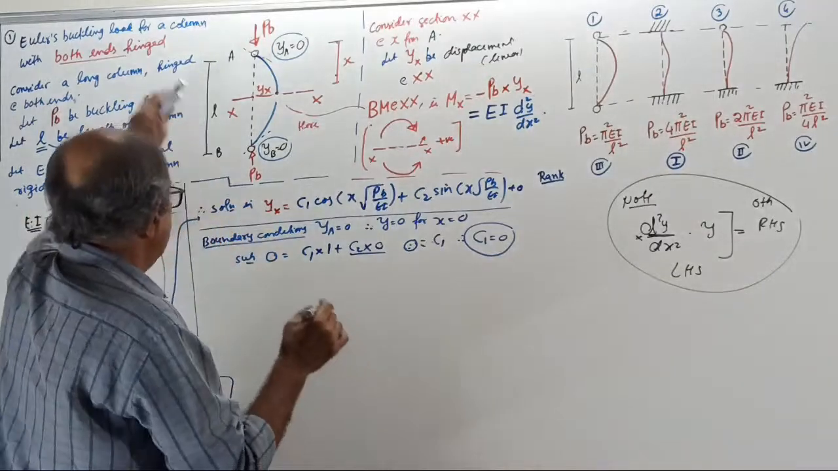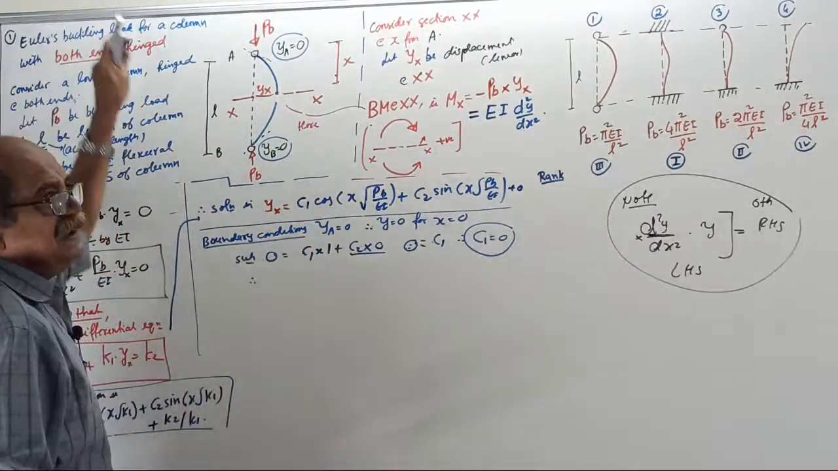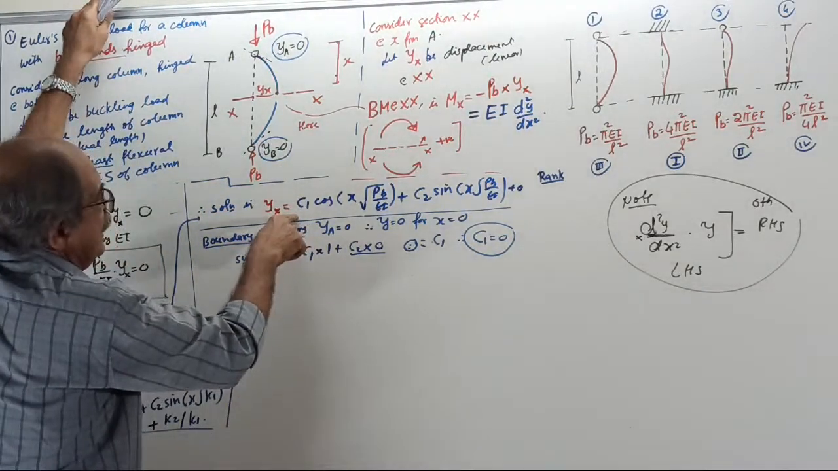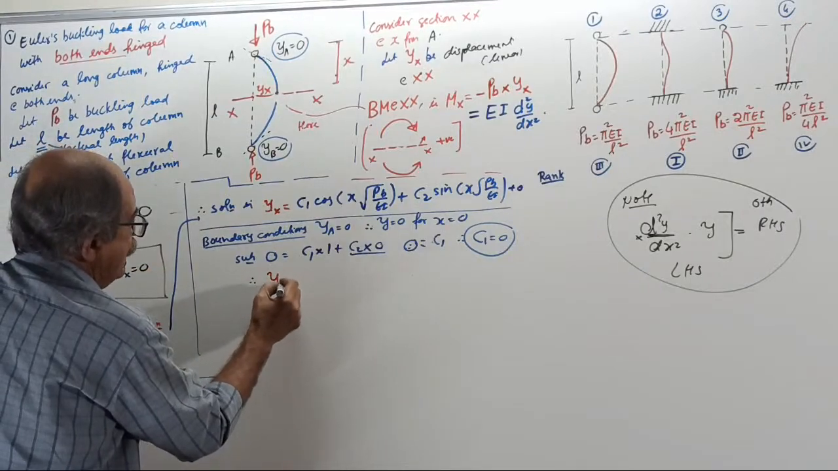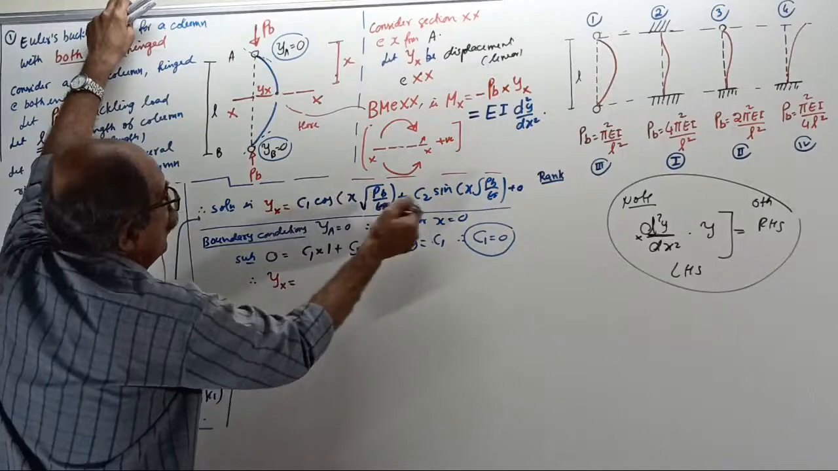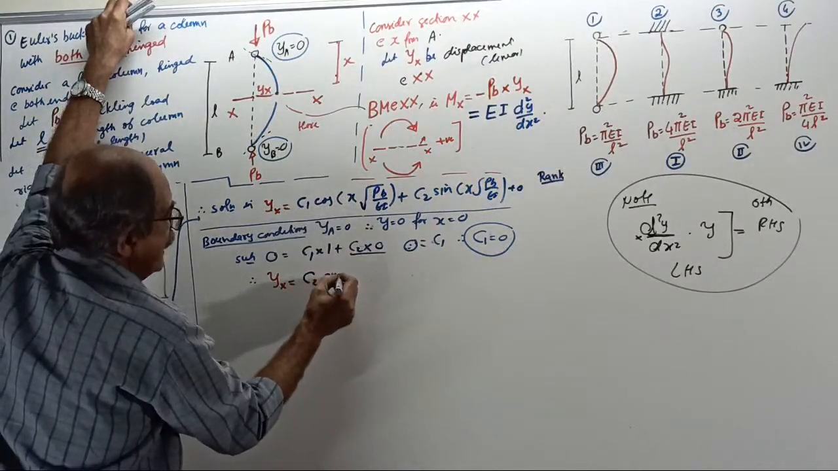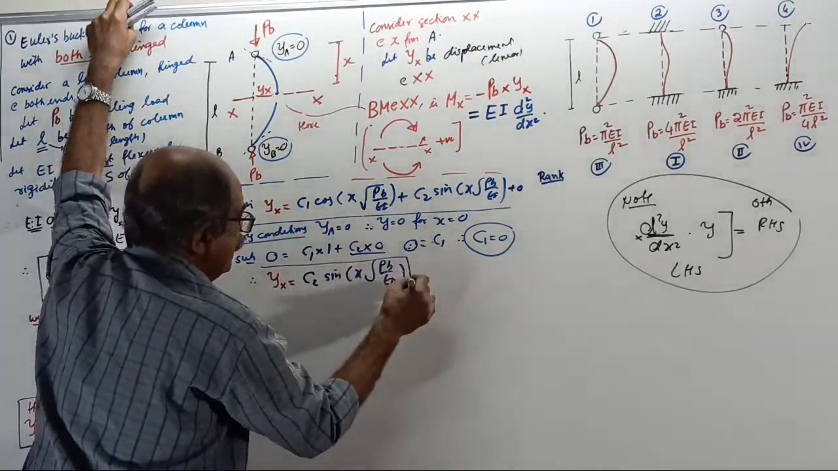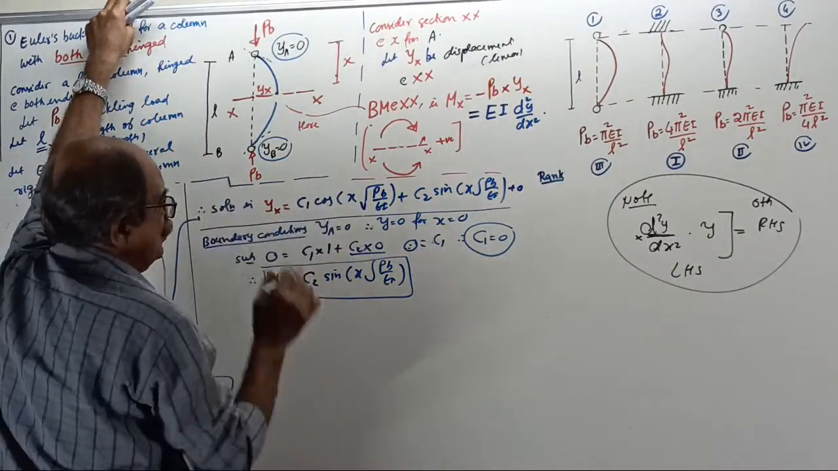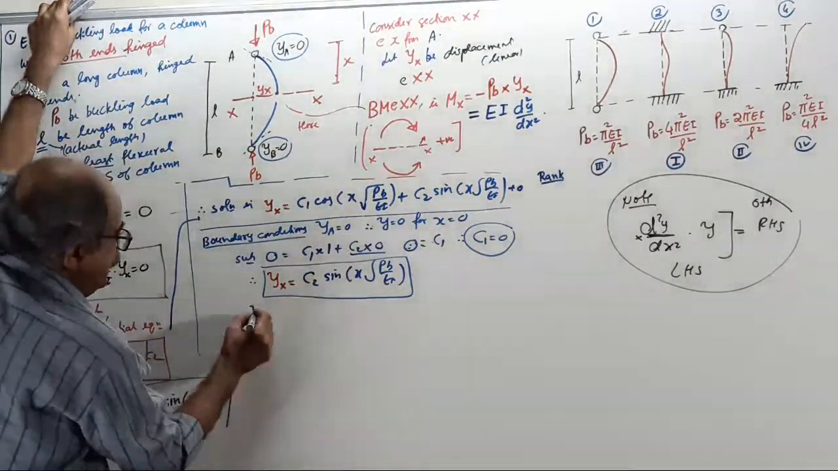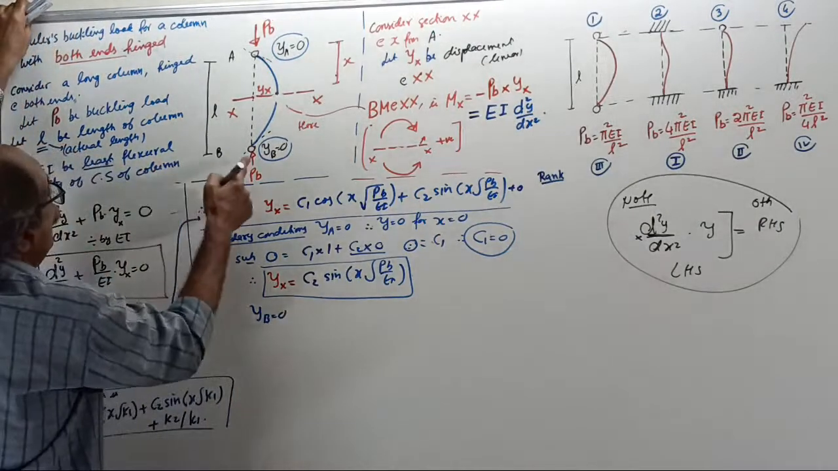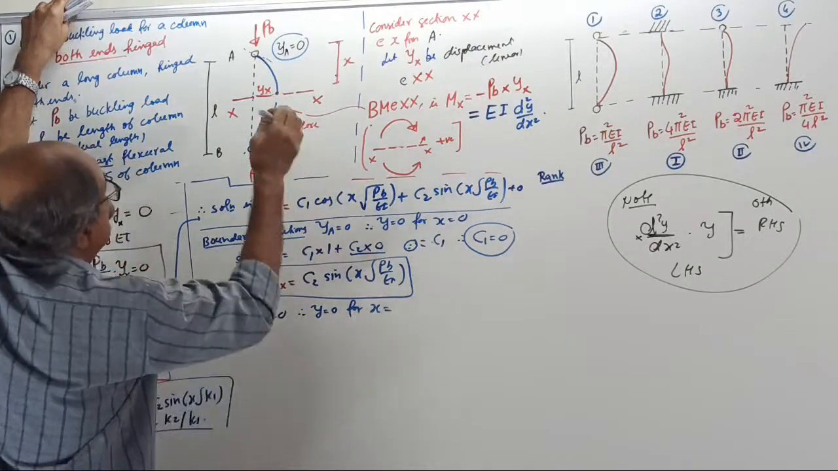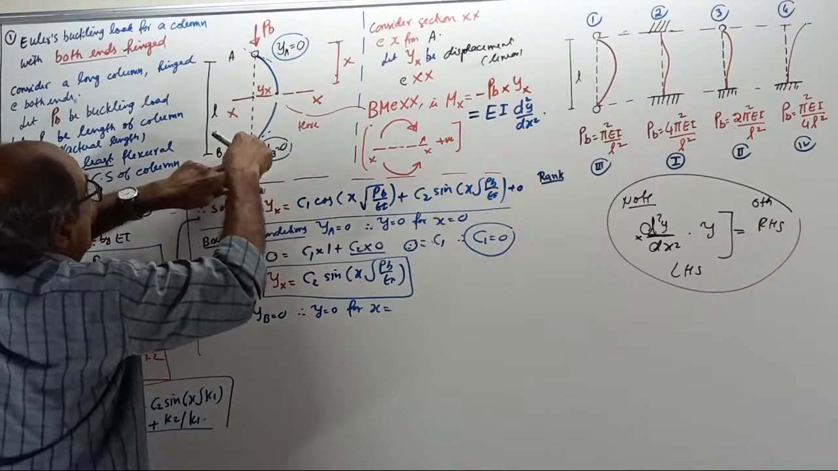Remember. Now, after each boundary condition, I will substitute in the equation. Once again, your y(x) will now change, since C1 is 0, to only C2 sine of x root(PB by EI). This is the reduced version of y(x) with C1 equal to 0. Now, next boundary condition: deflection at B equal to 0. So y becomes 0 for x equal to L.